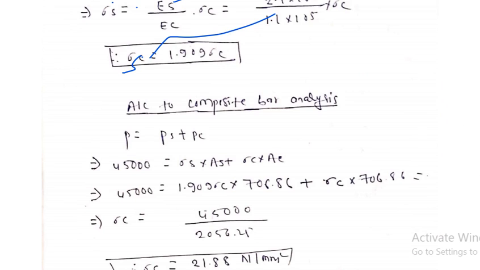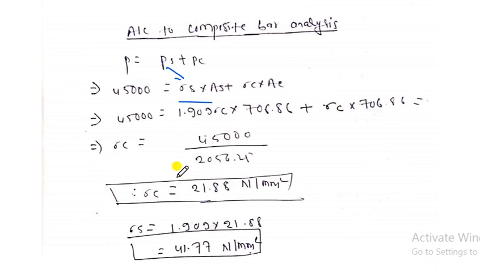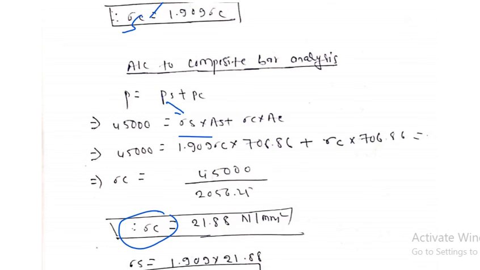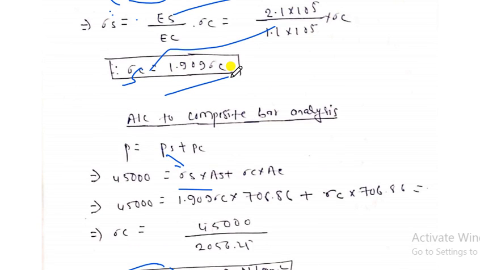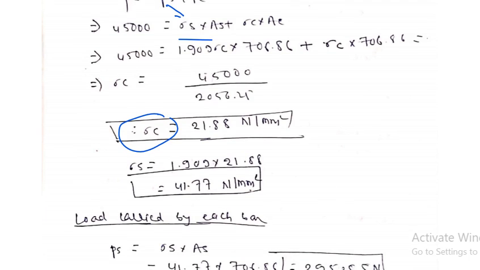As you know, in composite bar analysis, P is equal to Ps plus Pc. So P can be written as sigma s into As plus sigma c into Ac. We will substitute these values as we did in the first numerical, and from there we will calculate the value of sigma c. Once you know the value of sigma c, we can substitute it into that equation, and then we can easily know the value of sigma s.